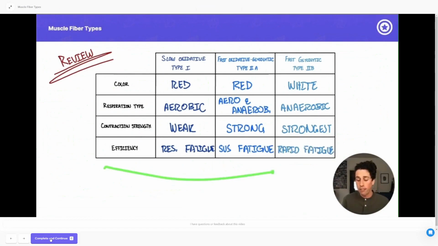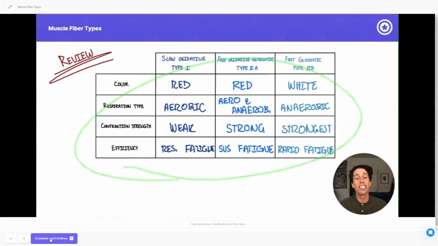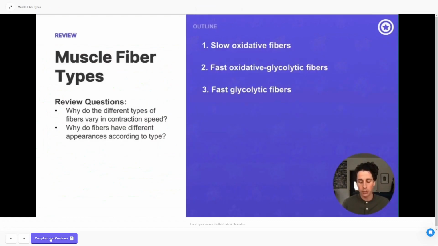So this is a very quick overview of all of those fibers. Hopefully you can fill this chart out on your own. If not, go ahead and rewatch this video and really get this down. This will be really important on test day, so make sure you're able to understand all of these different characteristics and why they are the way they are. Let's do this quick little review. I have some review questions for you, but remember, those three types of fibers are slow oxidative, fast oxidative glycolytic, and fast glycolytic fibers.